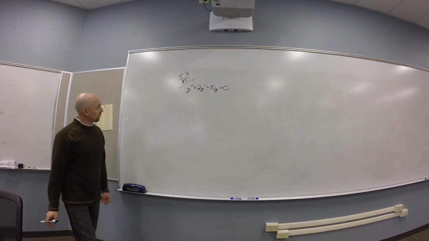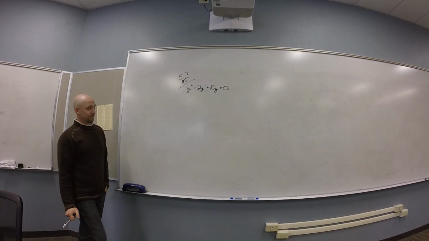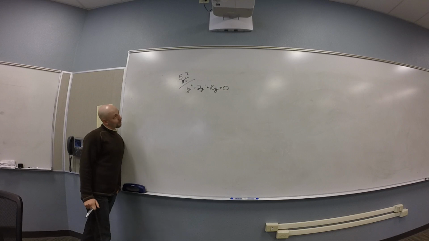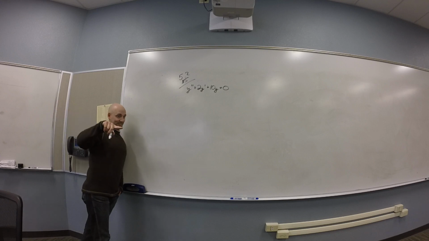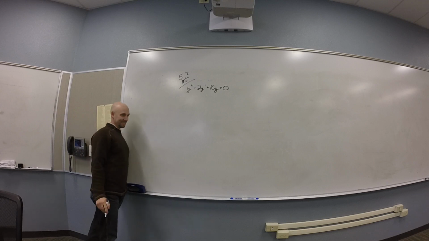Okay, so I'm supposed to solve 5.2 number 5. y double prime plus 2y prime plus 10y is 0, which is what kind of beast? Second order. Homogeneous. Constant coefficient. Linear differential equation.